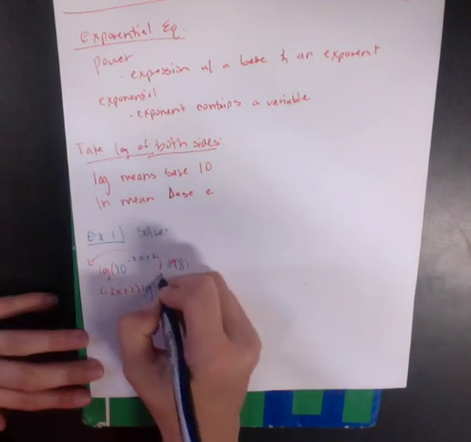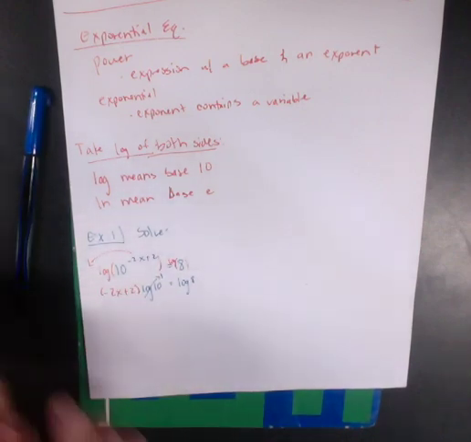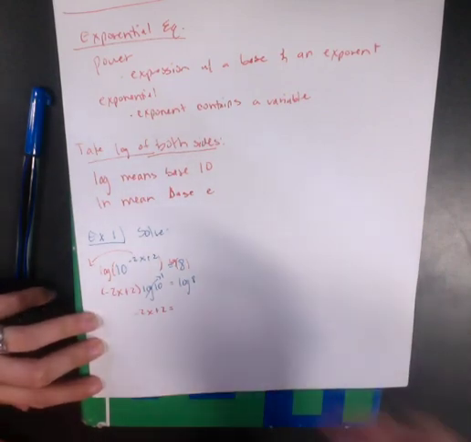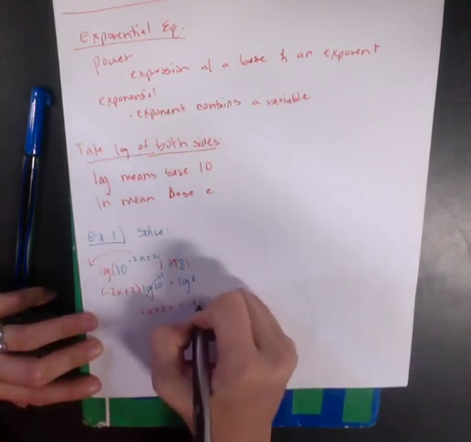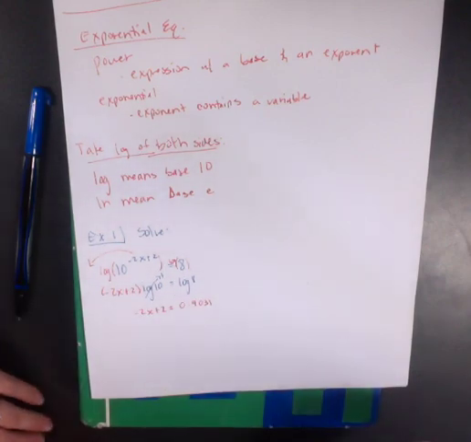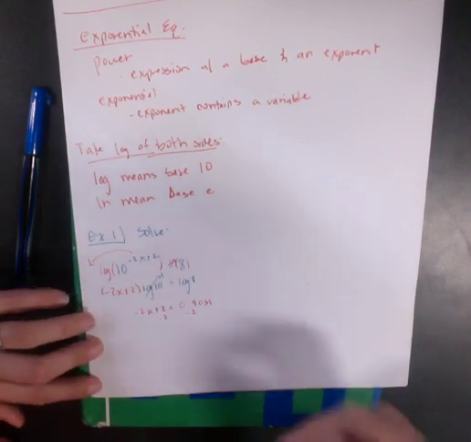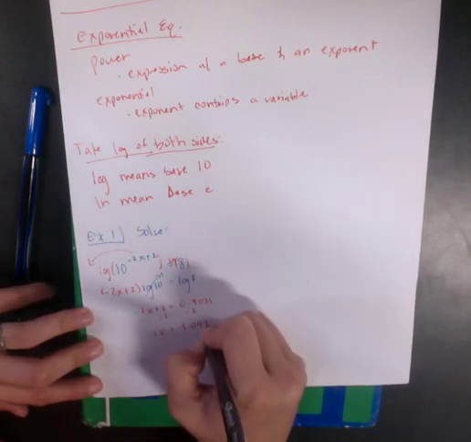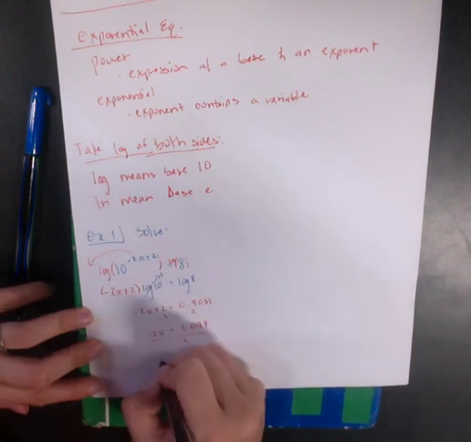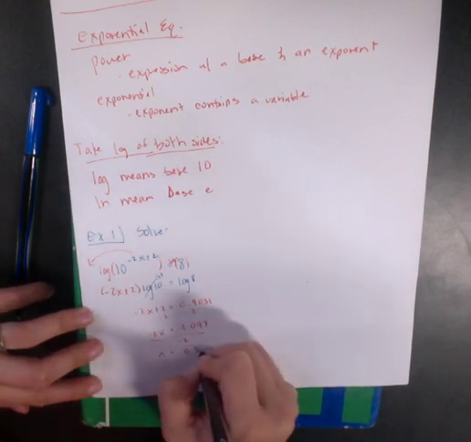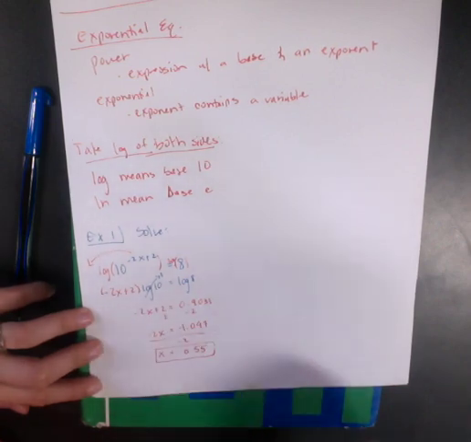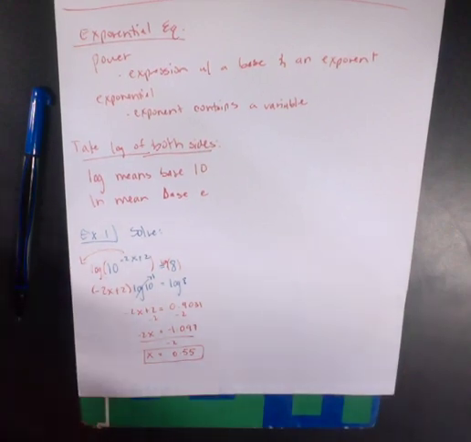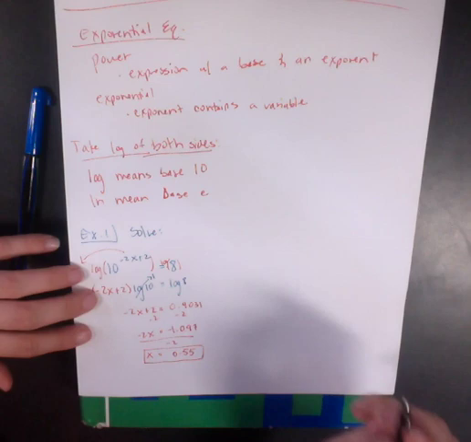Now, we know that the log of 10 is just 1. So I get negative 2x plus 2 equals, now I take the log of 8, which is about 0.9031, and I'm going to solve this for x. I'm going to subtract 2, so I get negative 2x is negative 1.097, and then I'm going to divide by negative 2, which gives me that x is 0.55. And I'm done. Okay, taking the log of both sides is awesome. Let's do another one.